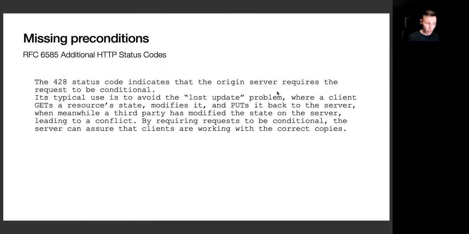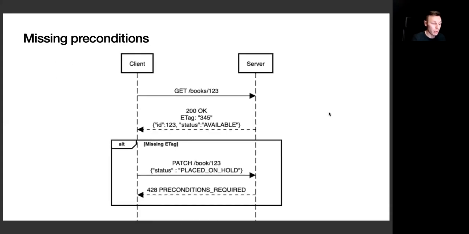And its typical use is to avoid a lost update problem, where a client gets a resource's state, modifies it, and puts it back to the server, where meanwhile a third party has modified the state on the server, leading to a conflict. And this is exactly what we are trying to fight with, right? So how could it look in our web sequence diagram? Whenever we get our response, our view, including the ETag. If we do not include the ETag, we just expect to get 428 precondition required.